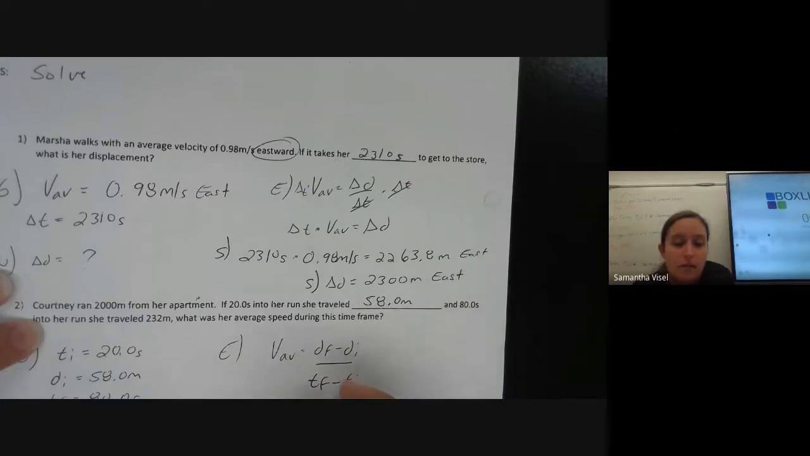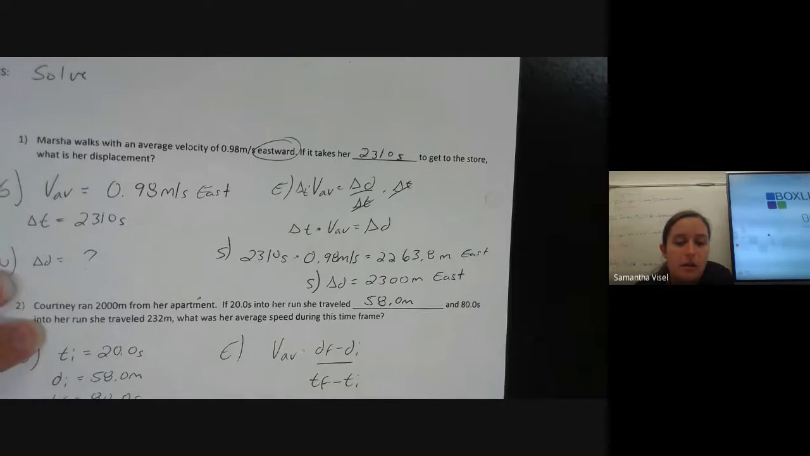And if I'm ready to do this, I want to then round to the appropriate number of significant figures. So my lowest is 2. So I can round this up to 2,300 meters east.